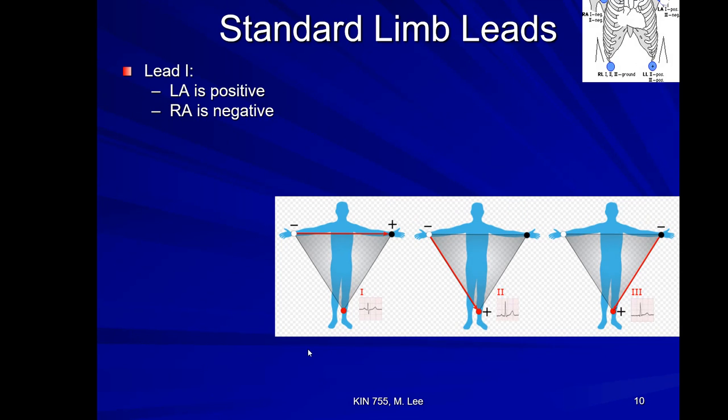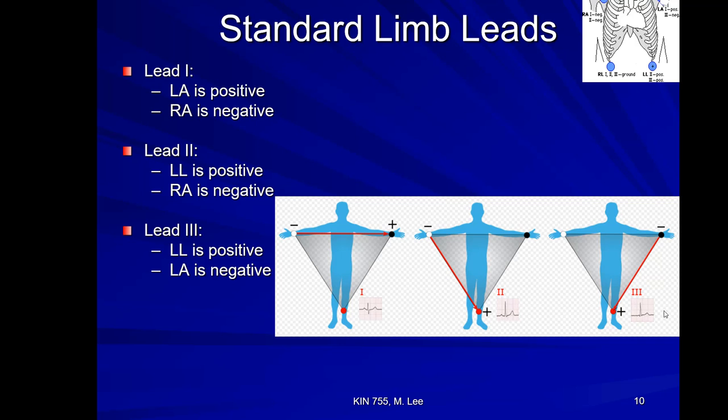All right, so back to the discussion of these leads. In lead 1, like we said, left arm is positive, right arm is negative. Lead 2, left leg is positive, right arm negative. Lead 3, left leg is positive, left arm is negative. So those are our 3 standard limb leads. Like we said, you can do the same thing up here in this picture.